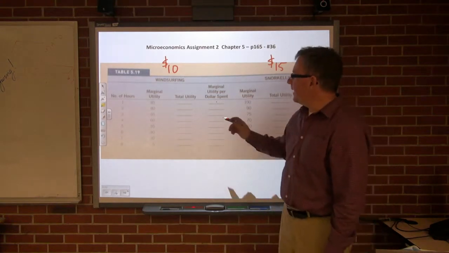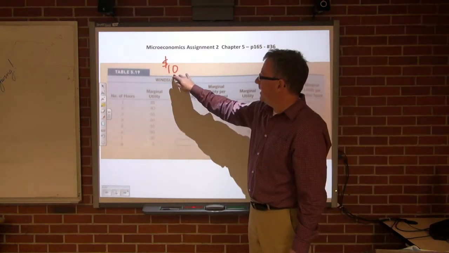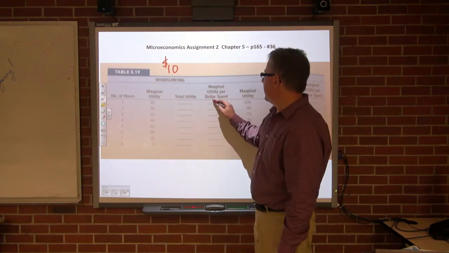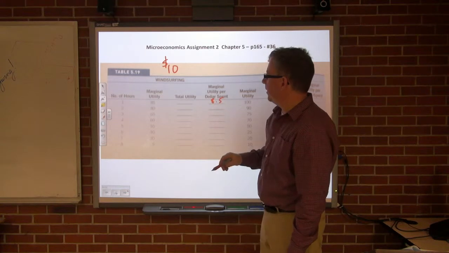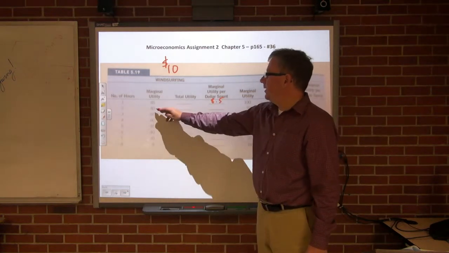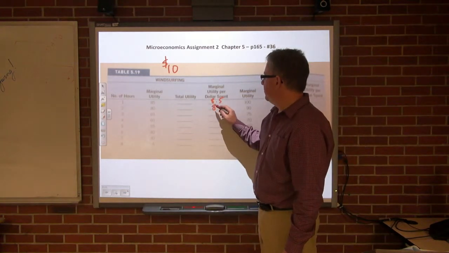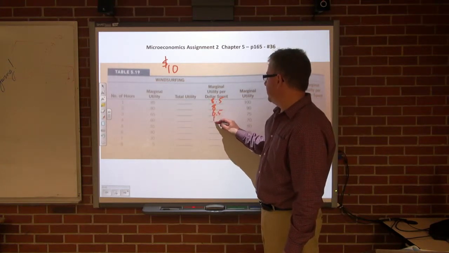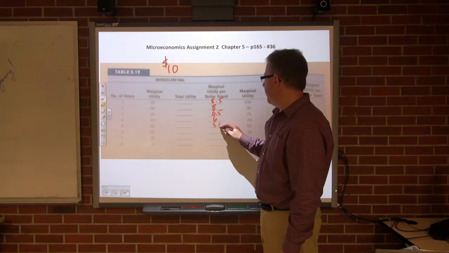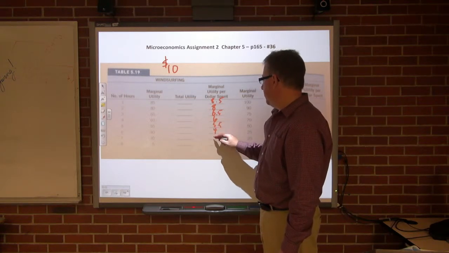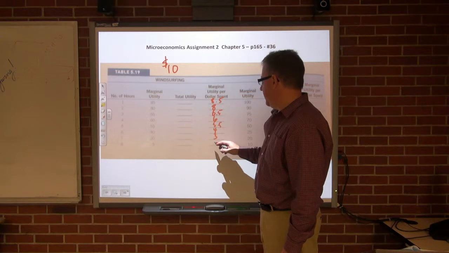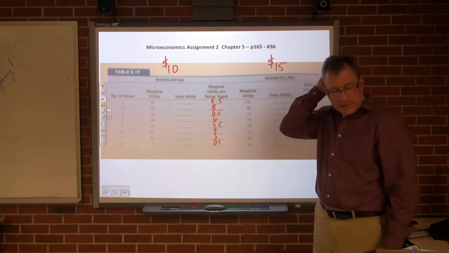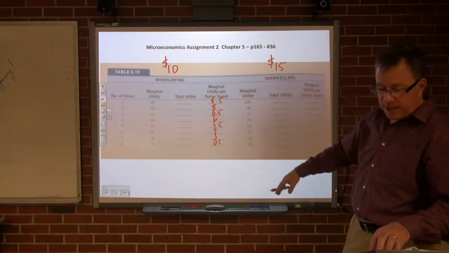So in the case of windsurfing at $10, we're going to get the marginal utility per dollar. So it's 85, so that's 8.5 per dollar. The marginal utility in the second case is 80, so that's 8 per dollar. 65, that's 6.5 per dollar. 60 is 6 per dollar. 5.5 per dollar. 4 per dollar. 3 per dollar. And 0.5 per dollar. So that's the marginal utility per dollar there.